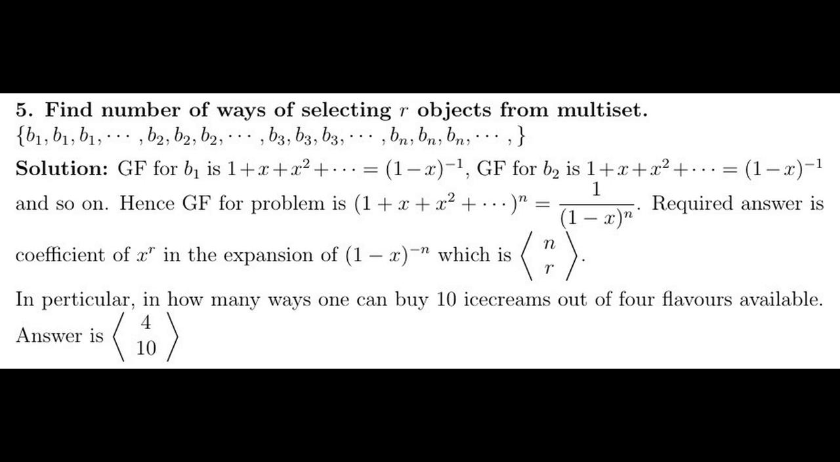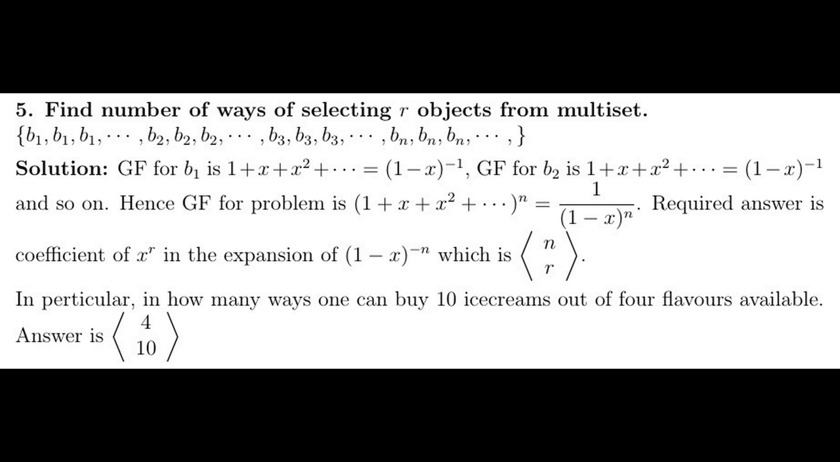And hence now here we can find the answer directly because we have already learned the expansion of (1 minus x) raised to minus n when n is a natural number. So the required answer is going to be the coefficient of x raised to r in the expansion of (1 minus x) raised to minus n, which we have said is n elbow r. So n elbow r is going to be the answer for this question. In particular, in how many ways can one buy 10 ice creams out of 4 flavors?